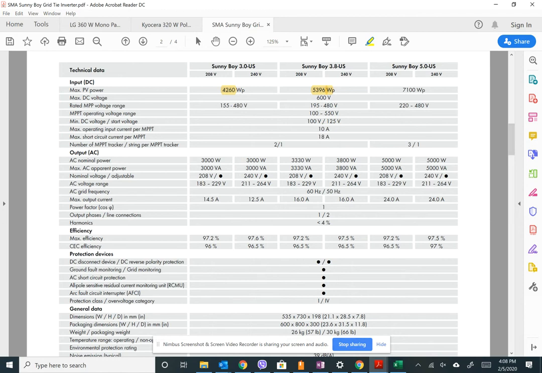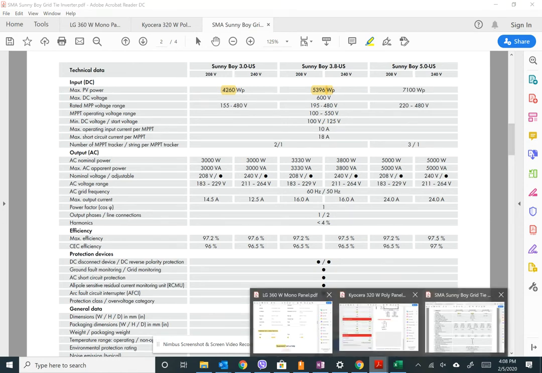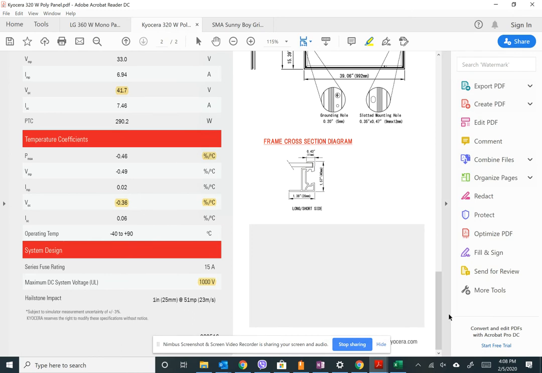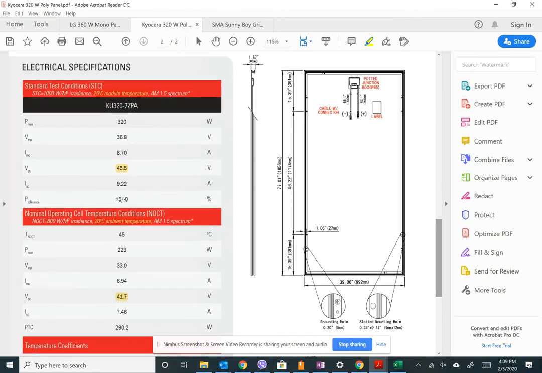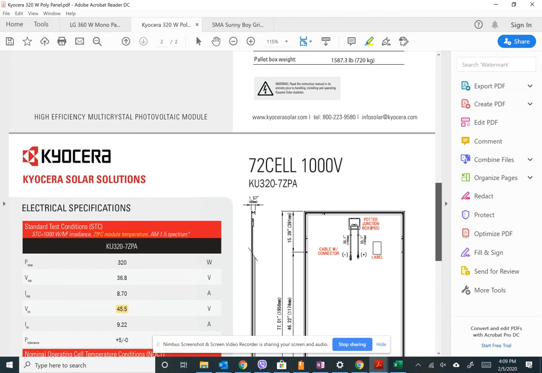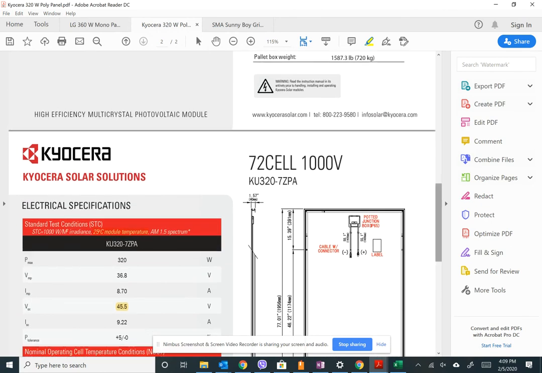So here, let me show you. It was kind of weird on the LG, but I'll show you here on the other one. It's the same as your power max. For example, it's where the panel gets its name. So you can see that the panel's name is this 320 watt, and then your STC power max is also 320.